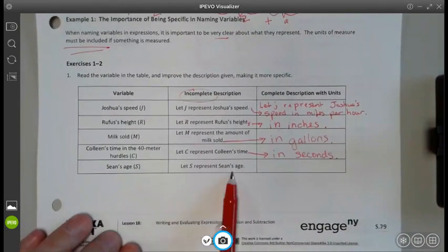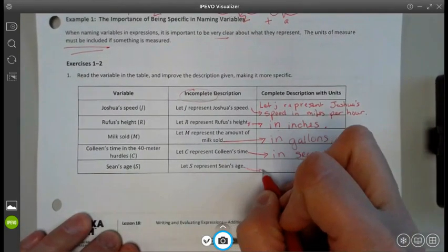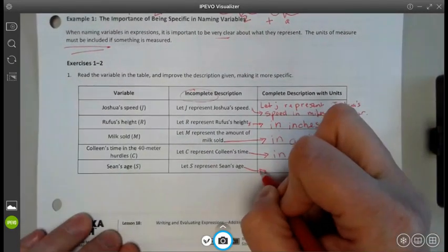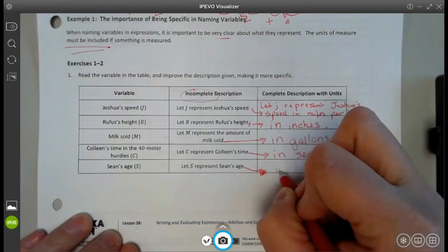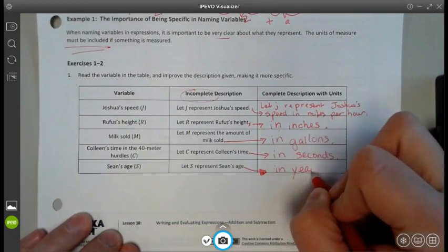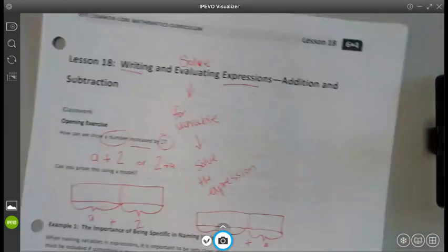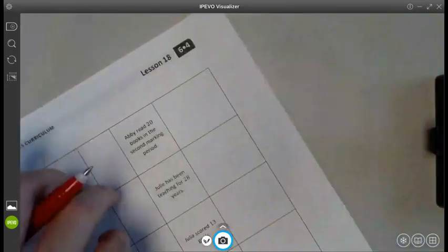Sean's age. Let S represent Sean's age. Well, how do we measure age? We could measure days, right? We could measure seconds or hours, but typically we say Sean's age in years. Okay? All right, let's go on to the second exercise.